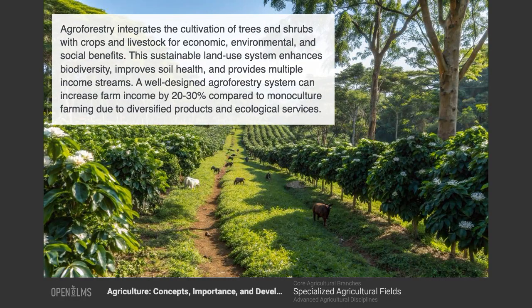Agroforestry integrates the cultivation of trees and shrubs with crops and livestock for economic, environmental, and social benefits. This sustainable land use system enhances biodiversity, improves soil health, and provides multiple income streams. A well-designed agroforestry system can increase farm income by 20 to 30% compared to monoculture farming due to diversified products and ecological services.